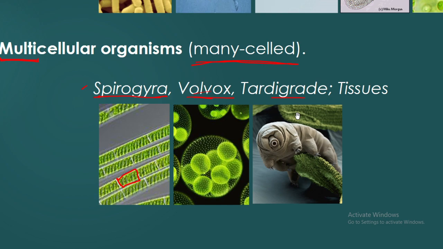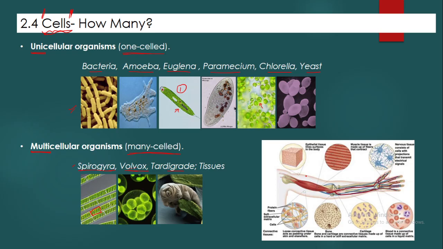Humans are multicellular, plants, animals, most of them are multicellular. So we have so many different types of tissues. So this is just for an idea of how organisms are made up of cells. They may be made up of one cell, many cells, or lots and lots of cells.